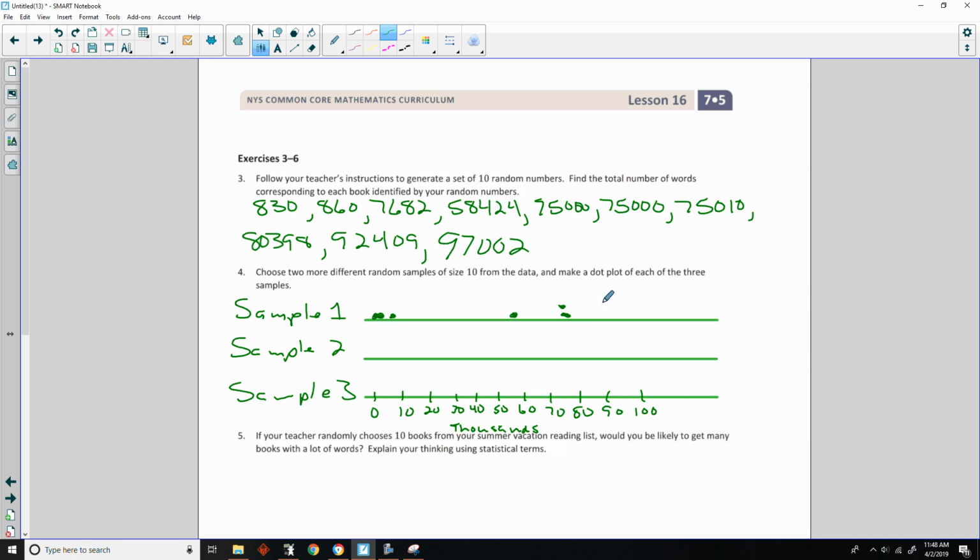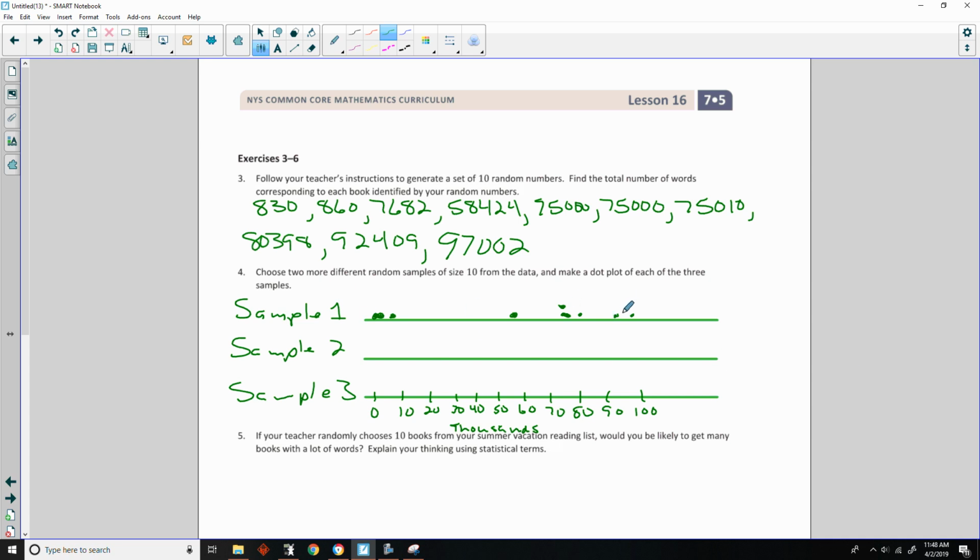And let's see, 80,398 is just above the 80, so right about here. 92 would be about here, and 97 over here. So there is my sample from my first.